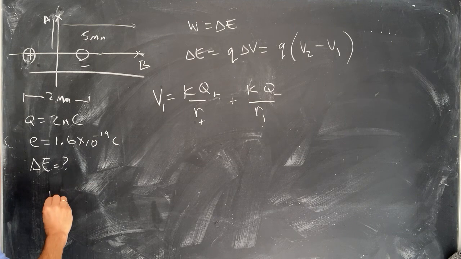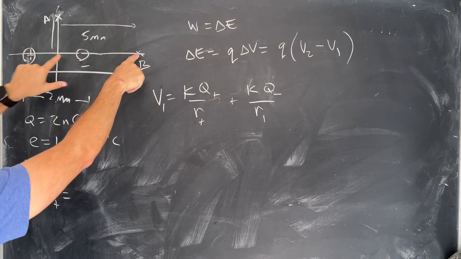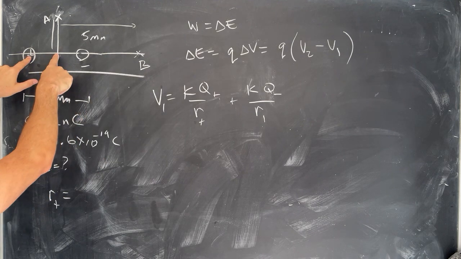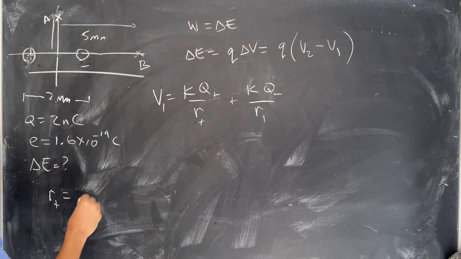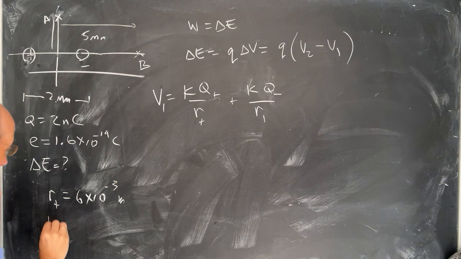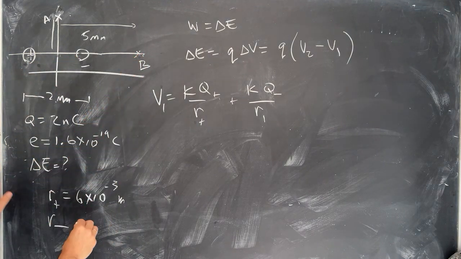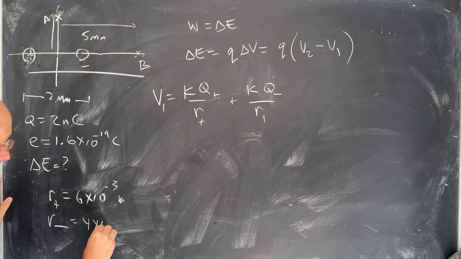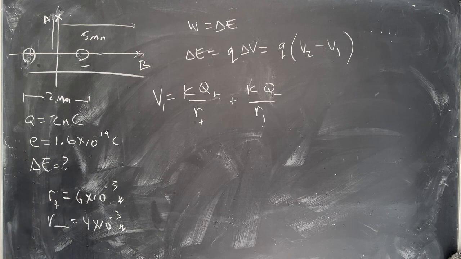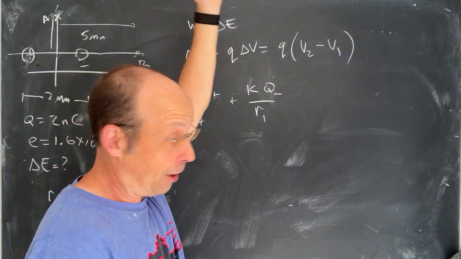So r plus is going to be equal to, well, this is 2 millimeters and this is 5 millimeters. That's 1 millimeter. So this is going to be 6 millimeters, so 6 times 10 to the negative 3 meters. r minus is going to be this distance. So it's going to be 4 millimeters, 4 times 10 to the negative 3 meters. So now I can put in my values and calculate V1, and then I can multiply by the charge of an electron, and I'll be done.